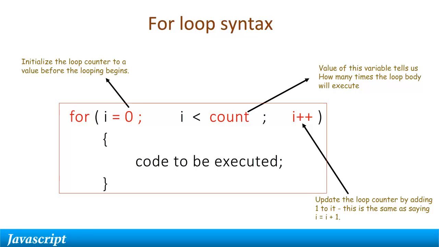The basic idea is that we initialize a variable, check that variable against a certain condition, and then vary the value of that variable after every loop iteration, and when that condition fails, then exit the loop.